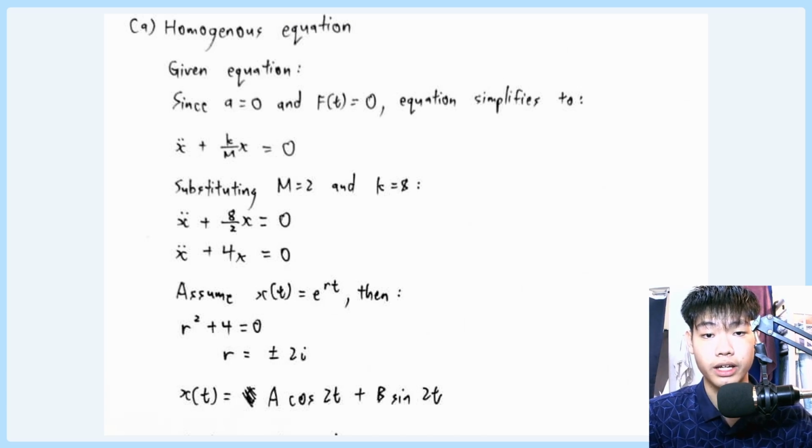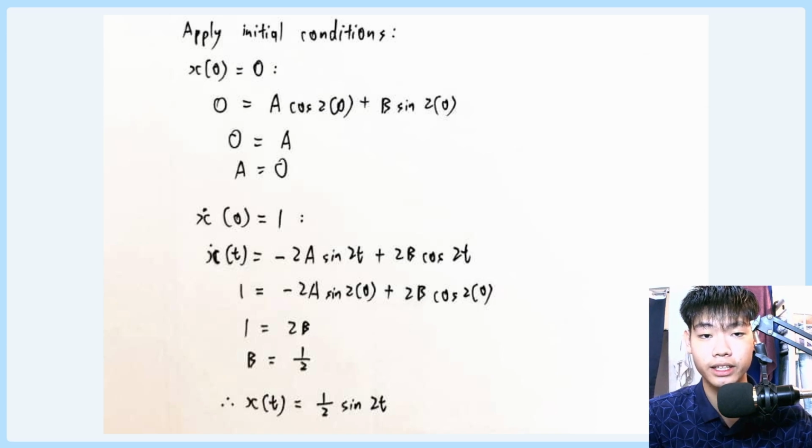Since a is equal to 0 and f(t) is equal to 0, we can simplify our equation into x double dot plus k over m x is equal to 0. By substituting m is equal to 2 and k is equal to 8 into our equation, we will get x double dot plus 4x is equal to 0. By assuming x(t) is equal to e^(rt), then we will get r equal to plus minus 2i. So we will get our new equation, x(t) = a cos 2t + b sin 2t. By applying the initial condition x(0) = 0 into the x(t) equation, we will get a is equal to 0.